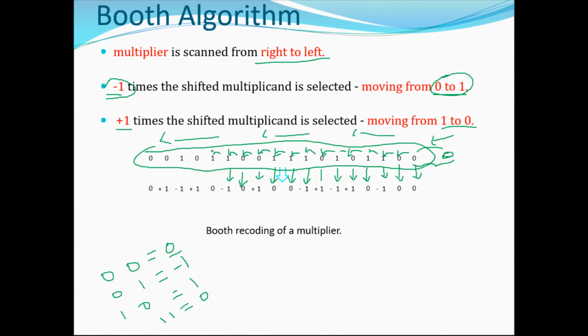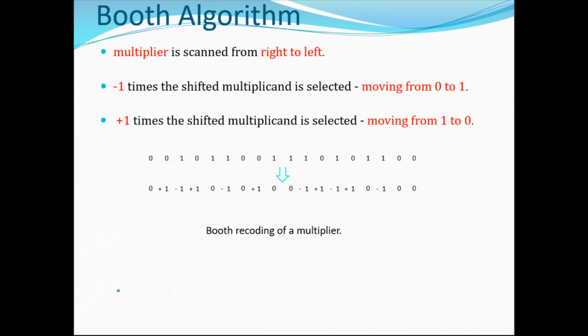Again 1 1, so 1 1 means 0. Again 1 0, it is plus 1. 0 1, so this is replaced with minus 1. Again 1 0, this is replaced with plus 1. Again 0 0, it is replaced with 0. So this is how we do this coding.